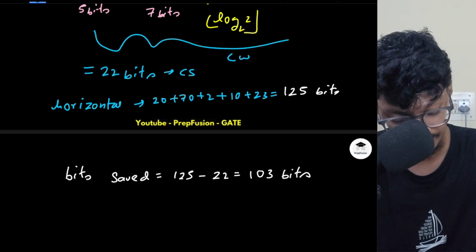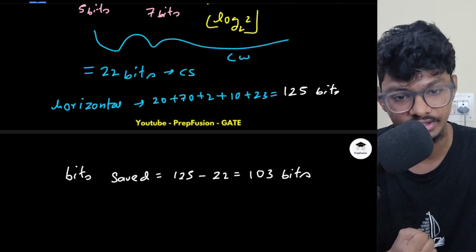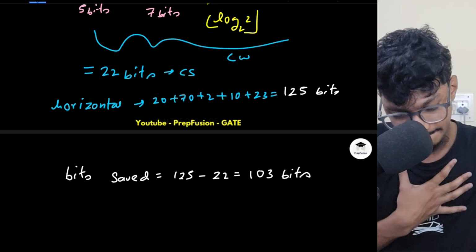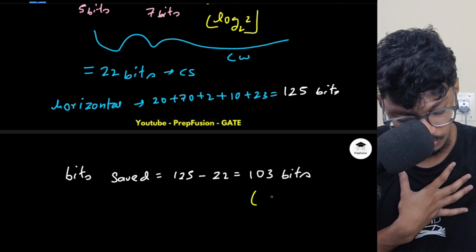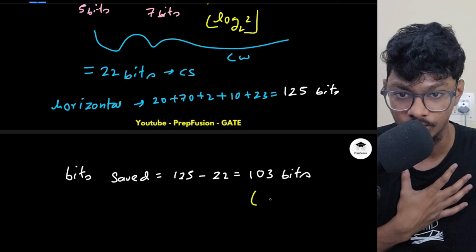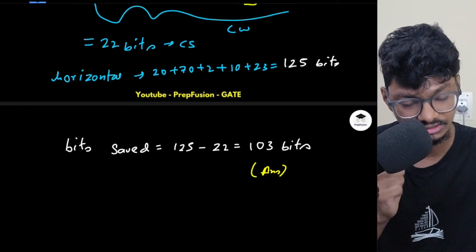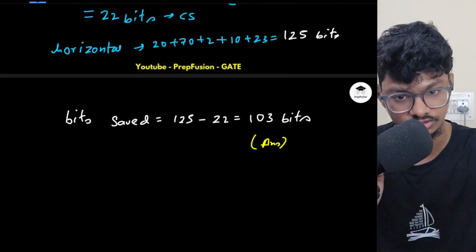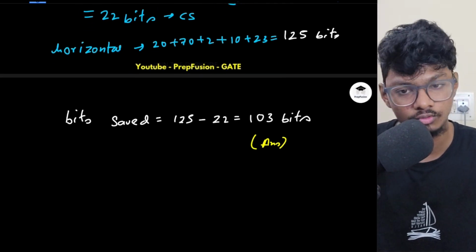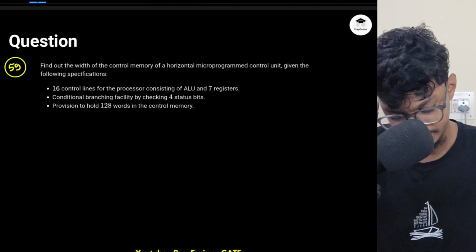I hope you are observing the difference, right? How many bits we are saving? Obviously, there is some time loss here. There is some decoding logic, more decoding logic gets in here, but we are saving this many bits, 103 bits. This will be your answer for this particular question. So I hope you understood the decoder concept. If you don't know, please go and study digital electronics.